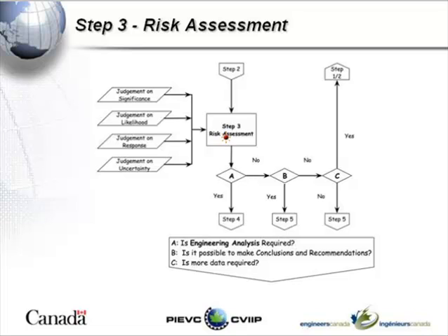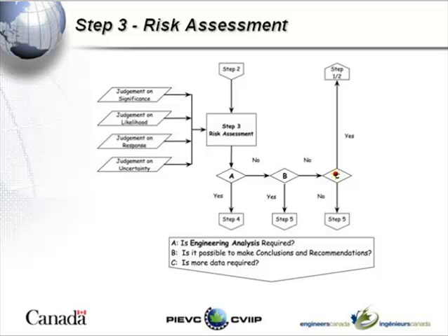And then we calculate risk numbers, as I showed in the first chart, that tell us whether it's a high, medium, or low risk as defined by the infrastructure owner. So what is our risk tolerance here as an infrastructure owner, and is it high, medium, or a low risk? Then we have to decide what we're going to do. Is engineering analysis required? That's step 4 of the protocol. Is it possible to make conclusions and recommendations? If the answer is yes, that goes to step 5 of the protocol, which is basically, just as I said, conclusions and recommendations. Or C, I don't know and I need to go back and get more data.